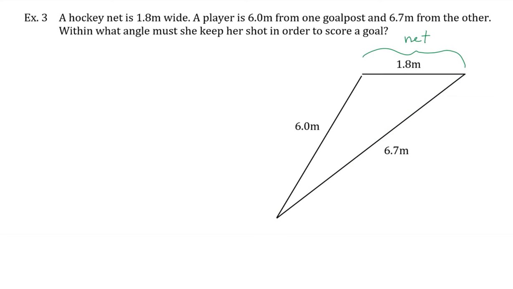Within what angle must she keep her shot in order to score a goal? So now we're thinking, where do we put that angle? The player is obviously standing here, so that's the angle that we're looking for. That's our theta. That was straightforward, simple enough. Now we just have to decide how we're going to solve this. We've got our triangle, we've got it labeled, we've got our unknown, we have 3 pieces of information so we can solve, and we have to decide what to do. Again, this is not a right triangle, so we're not using SOHCAHTOA, so we're either using sine law or cosine law.